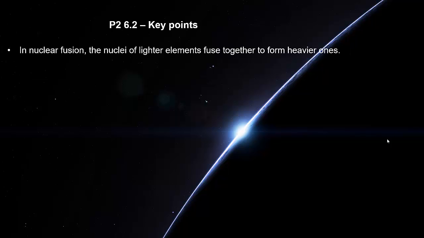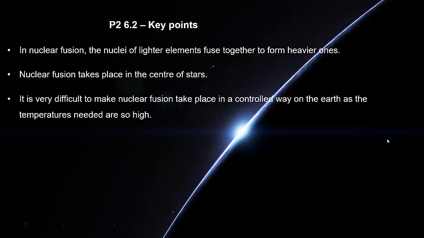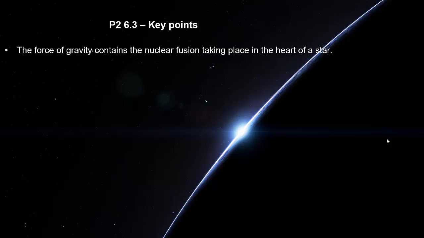In nuclear fusion, the nuclei of lighter elements fuse together to form heavier ones. Nuclear fusion takes place in the center of stars. It is very difficult to make nuclear fusion take place in a controlled way on the Earth, as the temperatures needed are so high. The force of gravity contains the nuclear fusion taking place in the heart of a star.